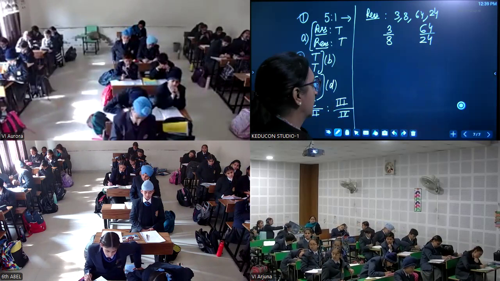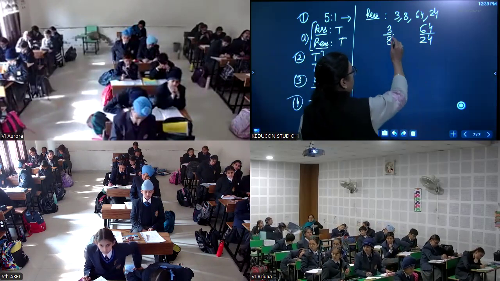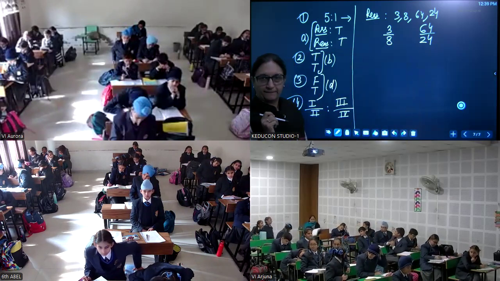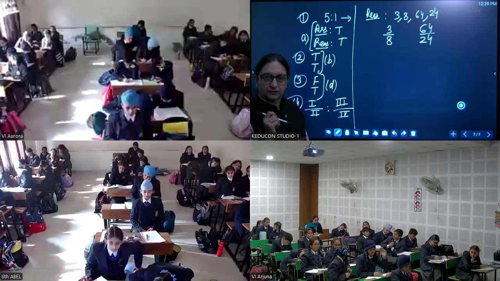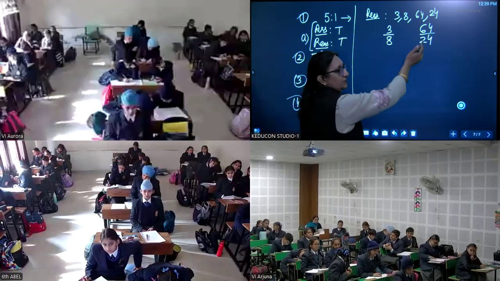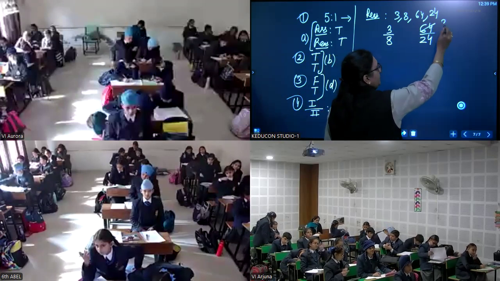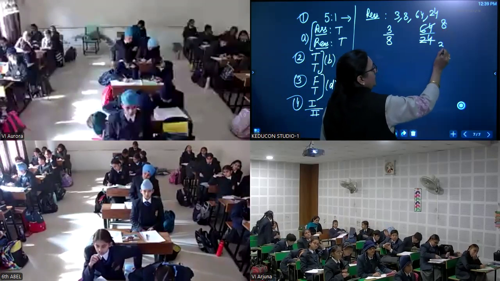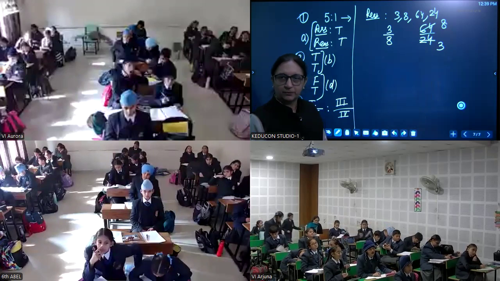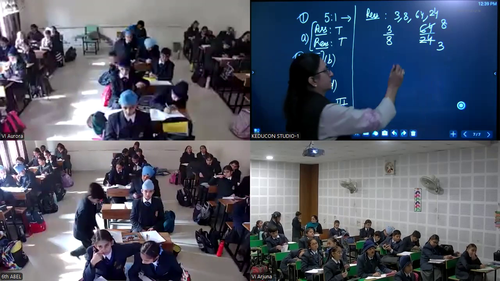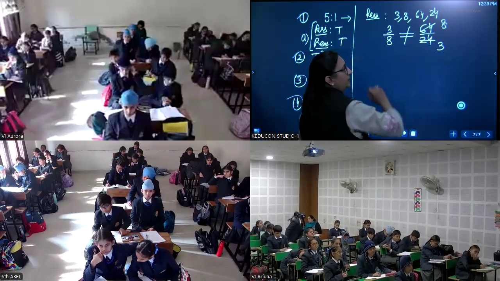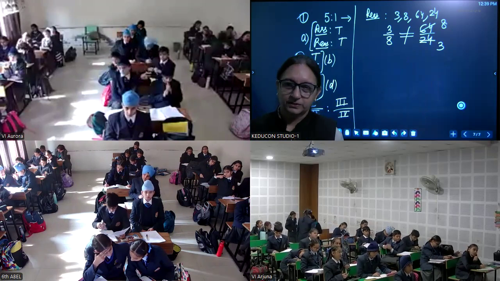Have you done it in lowest form? You know 3 by 8 is already in lowest form. Okay. And you can check this also by doing 8 8s are 64, 8 3s are 24. It is opposite. 3 by 8 is not equal to 8 by 3. So they are not in proportion.